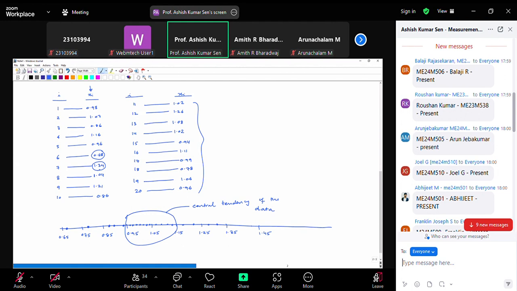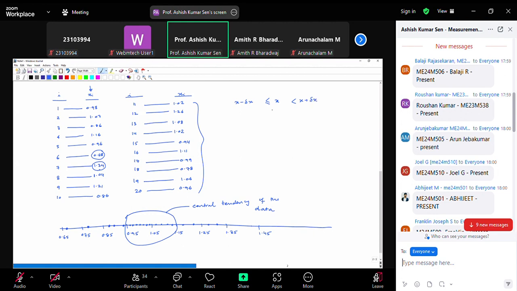Okay, so now instead of placing these individual data on this scale, if we take intervals, we say that my interval is x minus delta x less than or equal to x less than x plus delta x.